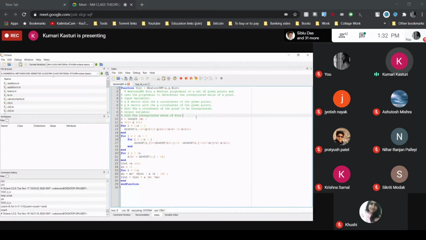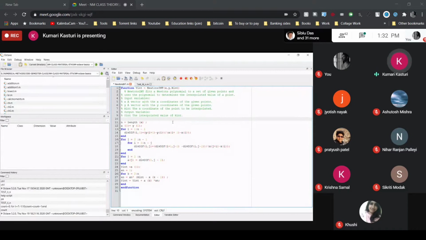As I have told you, in Newton's as well as in Lagrange, the number of terms in the polynomial should be equal to the number of data points you have. That's why here one variable is declared, n, which is the length of x. I think all of you are clear about this. We discussed it in the Lagrange also, right?